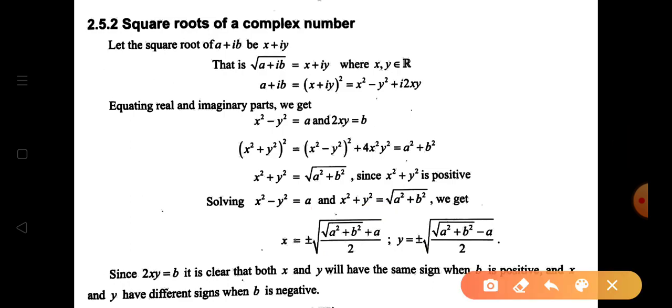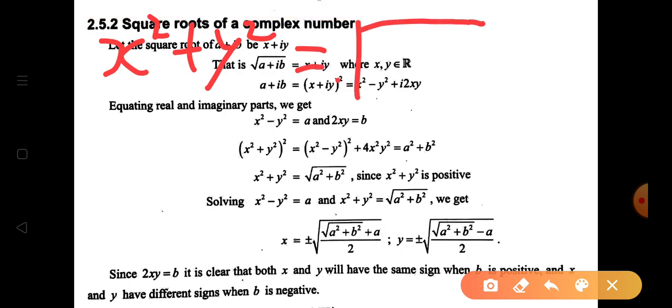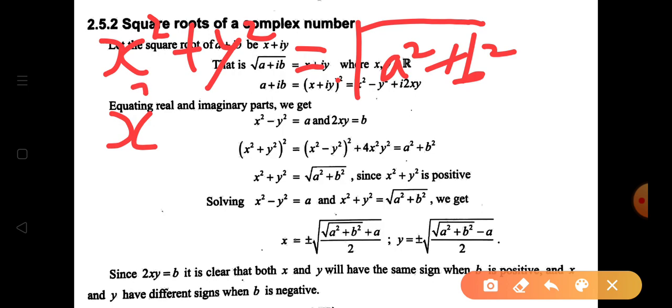Once again, listen. First, we write x square plus y square. This is equal to what? Square root of a square plus b square. Now the first equation, we write in the second place.